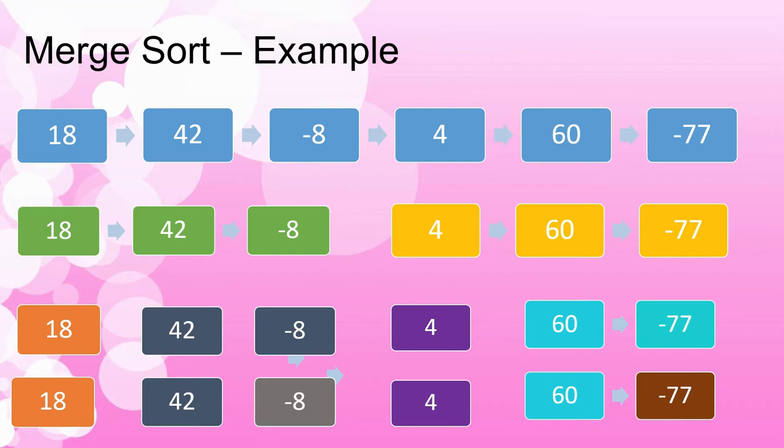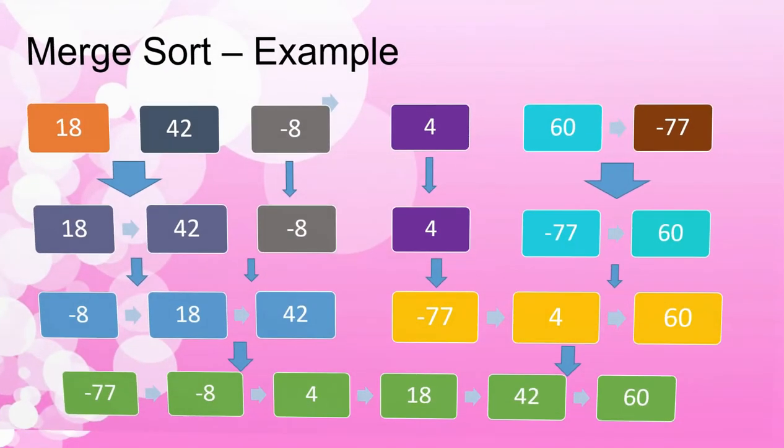Then we go to the right half, to the yellow part, and we split it, because there we have three elements. Then we have a 4 element, which is alone, and that's what we want, and we have a 2 element array, 60 and minus 77. Then we split it again, and we have the bottom line 18, 42, minus 8, 4, 60 and minus 77. All of them are one element arrays, so they are separate from each other.